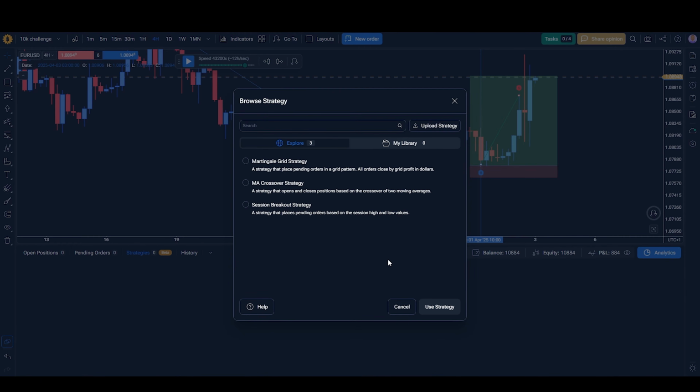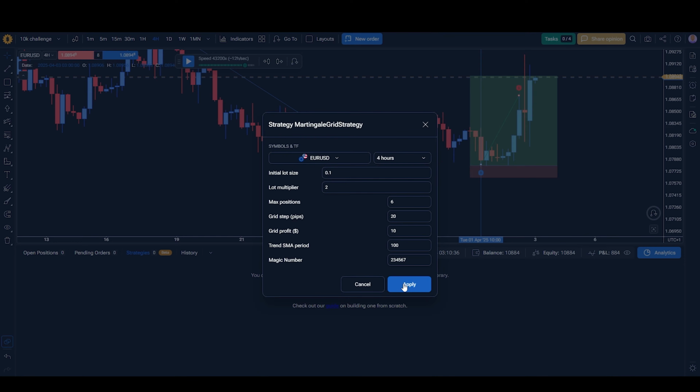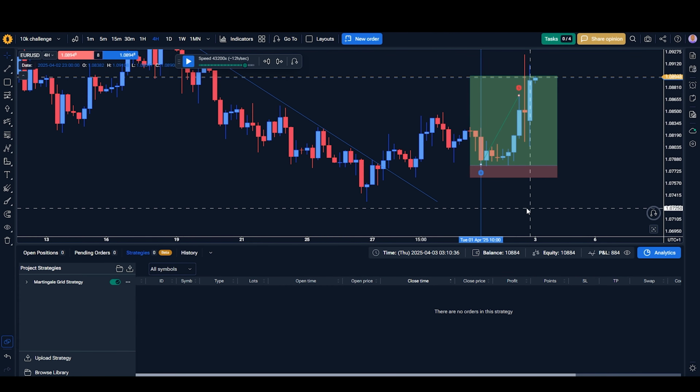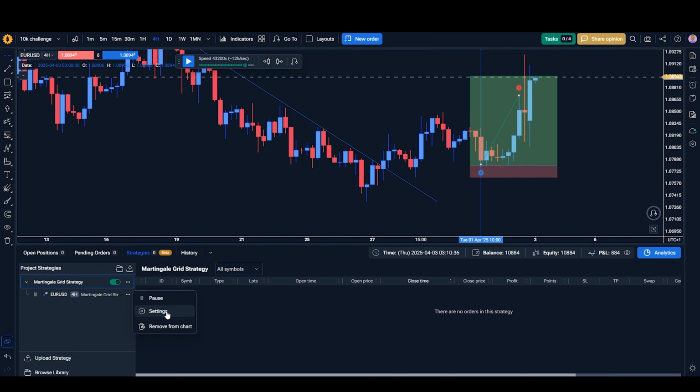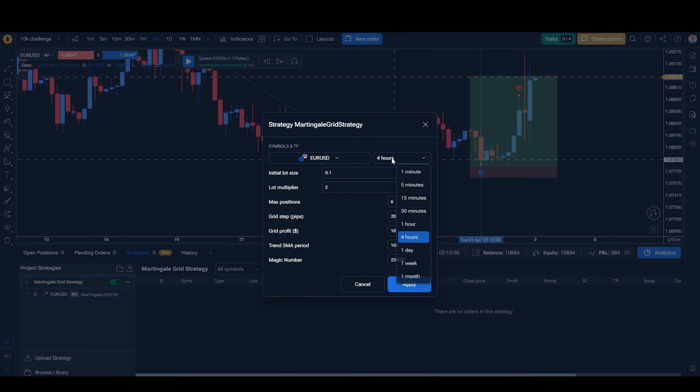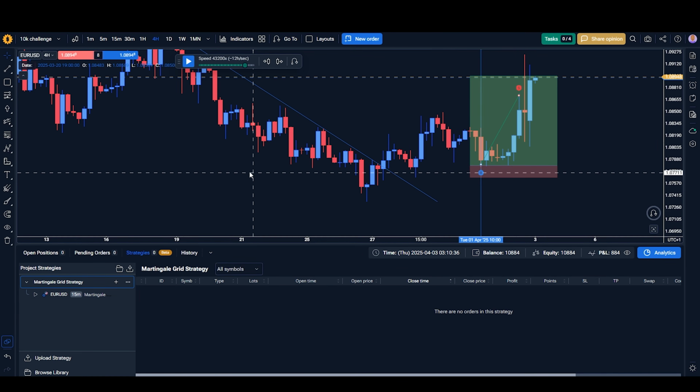Now let's browse the library. Let me show you some of the strategies. So, martingale grid strategy. Martingale is always fun to see because you double up. It's kind of like gambling a little bit. But look at this. Martingale strategy on the 4-hour time frame is selected. If we want to choose a different time frame for any reason, settings, let's do 15 minutes, click apply, and there we go, 15-minute martingale.